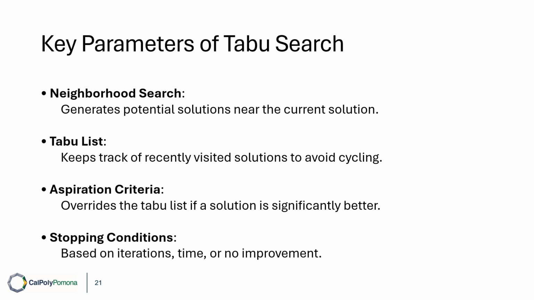Let's break down these key components. For the neighborhood search, this generates potential solutions near the current one, helping explore nearby possibilities. For the tabu list, this memory structure ensures recently visited solutions are off limits, which prevents cycles. For the aspiration criteria, if a tabu solution significantly improves the result, the tabu state is overridden.